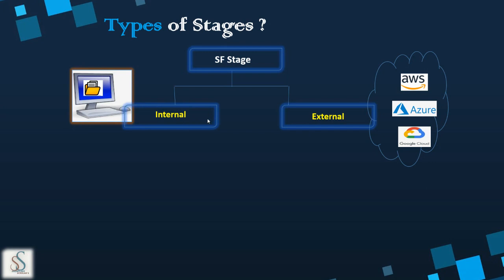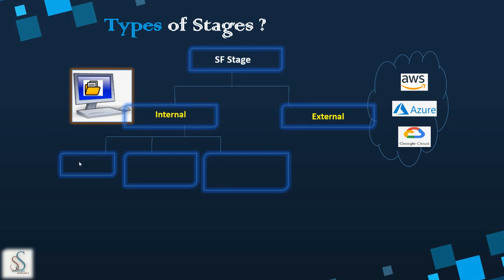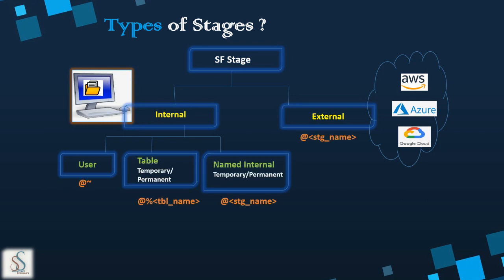About the external we will discuss in future sessions when we are discussing the cloud integrations with Snowflake. Now coming back to the internal, it is again of three types: user stage, table stage, and named internal stage. Three types: user stage, table stage, named internal stage.